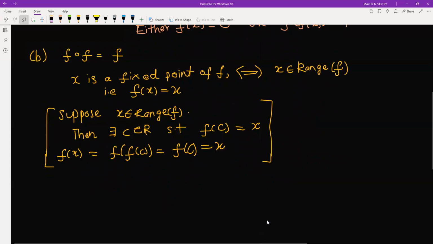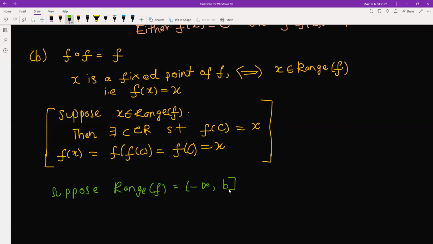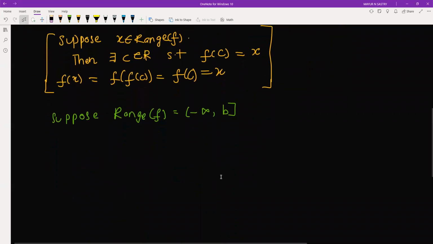Now we want to show that the range of f must be the whole of R. And we have only finitely many options, which is minus infinity comma b closed, closed a comma infinity, closed a comma b, and R. So suppose for the sake of contradiction, suppose the range of f is minus infinity comma b closed. We want to somehow get a contradiction. The best thing you could do now is to perhaps draw a picture. That is, how does the graph of f look?